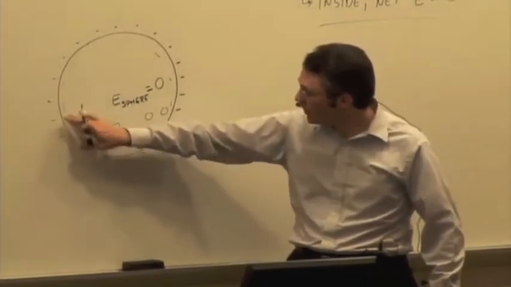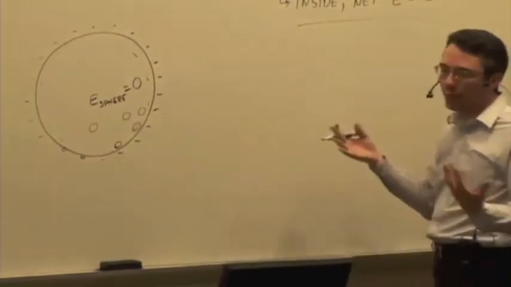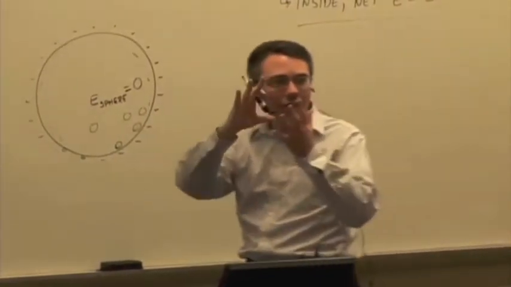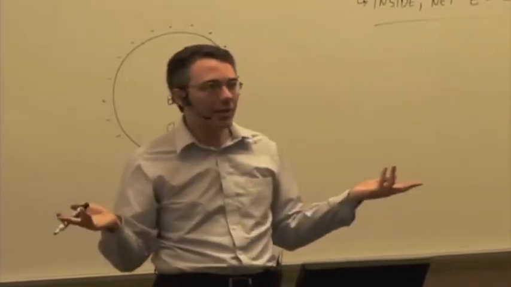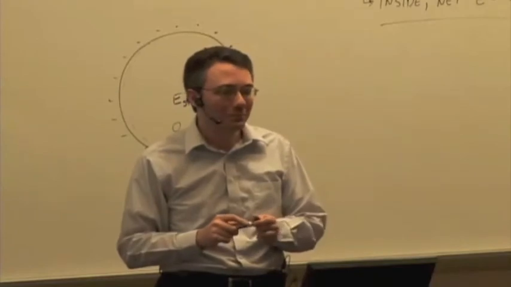But as long as you get a few atomic diameters away, sort of several nanometers away, you're at a point where that charge distribution looks smooth. The electric field is essentially 0 inside. Polarization is 0.